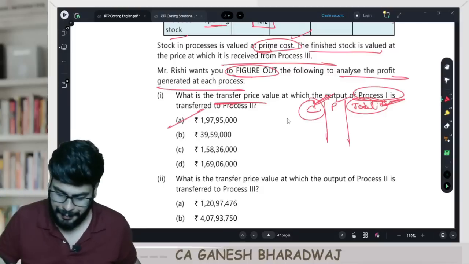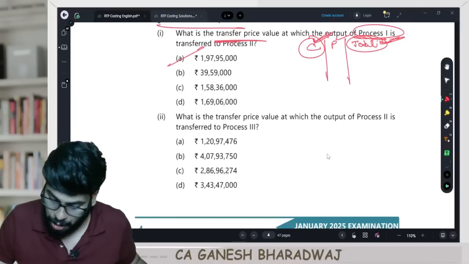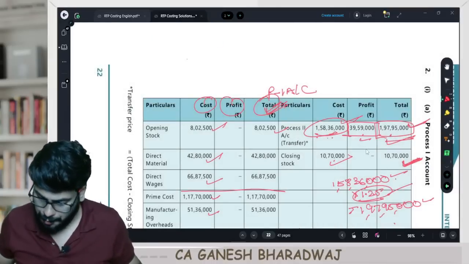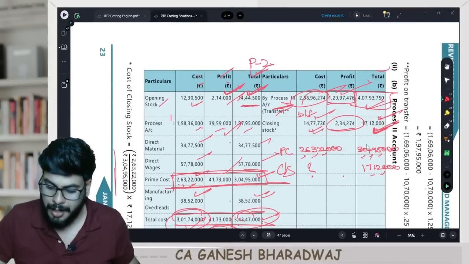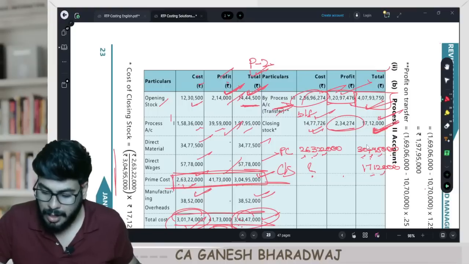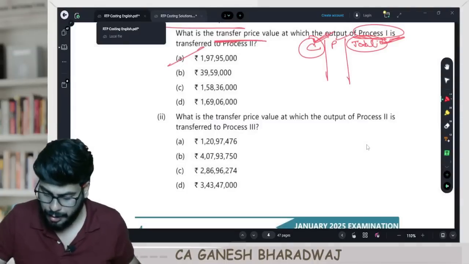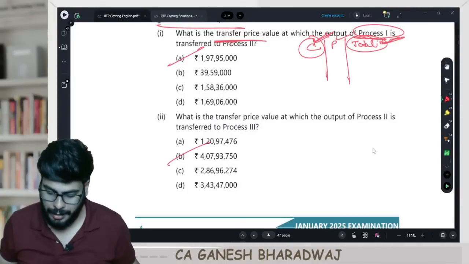The next question. What is the transfer price value at which the output of process 2 is transferred to process 3? So go to your process 2 ledger, your process 2 account. The value is going to be 4 crore 7 lakh 93,000 and 750. That's about it. So it's going to be option B, 407,93,750.